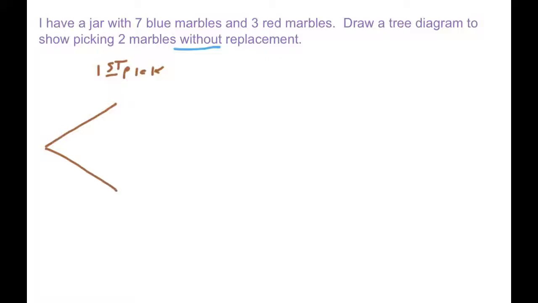Let's get our branches. We know that there's only two things that could happen. I could choose a blue marble, or I could choose a red marble. Abbreviating again. Blue, once again, we have 7 blue, and there's 10 marbles altogether, so 7 out of 10 for blue. 3 red out of 10. 3 out of 10 for red. Alright, we're going to take a second pick.